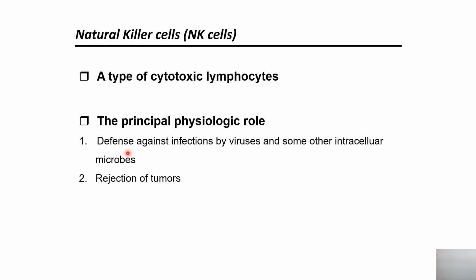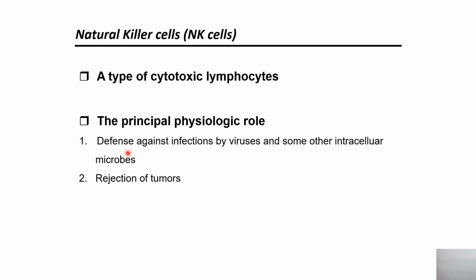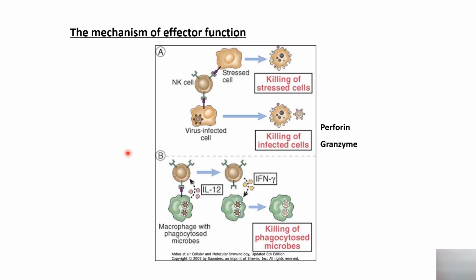Now, what about the functions of NK cells? This is a type of toxic lymphocyte. Their role is defense against infections by viruses and other intracellular microbes. It rejects tumors also. So the mechanism of effector function has been shown over here. There is a virus infected cell that gives rise to a stress cell, and that ultimately moves ahead with the effector function.